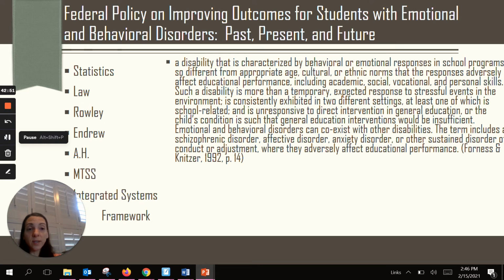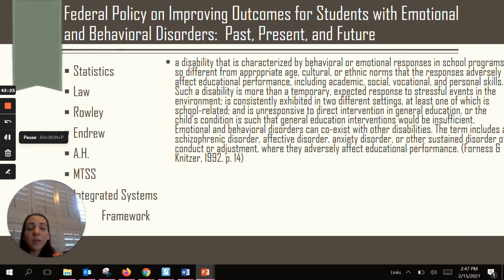So they suggest this definition: a disability that has characterized behavior or emotional responses in school programs so different from age-appropriate cultural or ethnic norms that the responses adversely affect educational performance, including academics, social, vocational, and personal skills. But again, we have some vague terminology. That's so different. What is so different from age appropriate? And again, adversely affects. What exactly is adversely affect? Are you talking about grades?